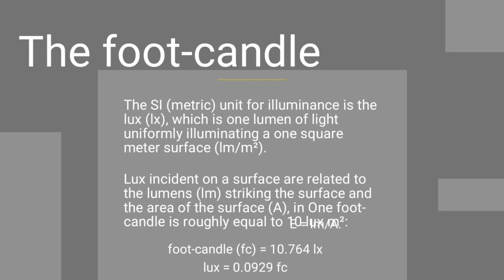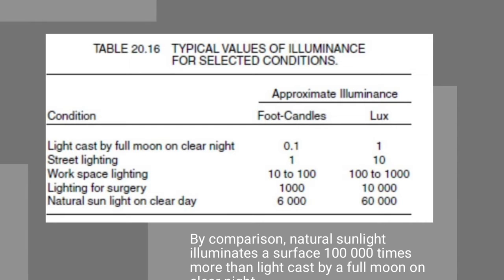Foot candle or Fc is equal to 10.764 lux. Lux is equal to 0.0929 Fc. Illuminance is equal to Lm over area. Typical values of illuminance for selected conditions are provided in this table.